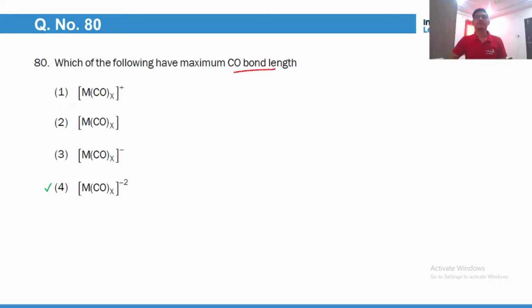The C-O bond length is inversely proportional to the oxidation state of the metal ion, right? Because carbon monoxide is neutral. So in this case, the oxidation number of the metal is -2. So the lowest is the oxidation state, the maximum would be the carbon-oxygen bond length. So this would be the correct answer.